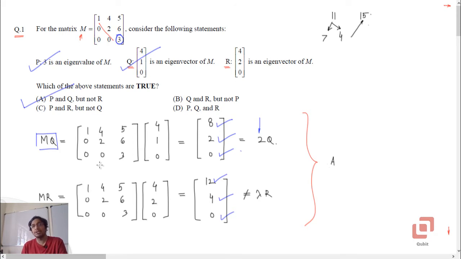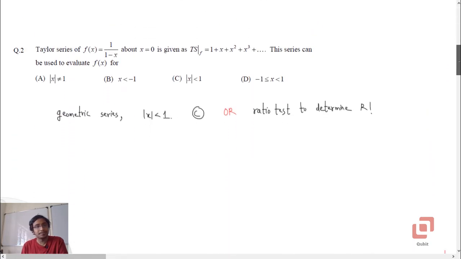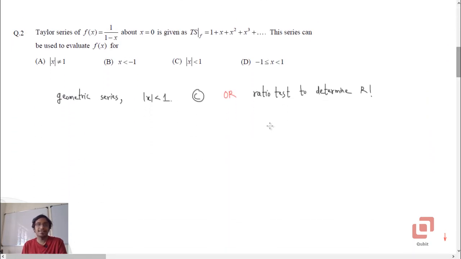A very simple question testing your knowledge of eigenvalues and eigenvectors. Let us go to question 2. This is very simple, perhaps the simplest.